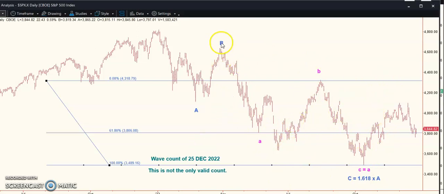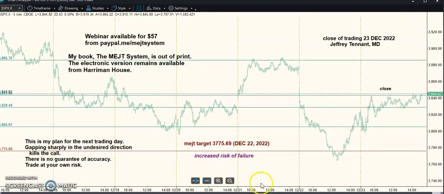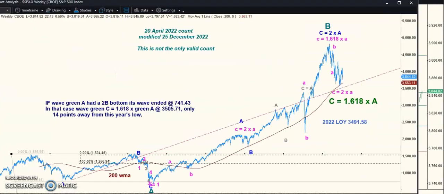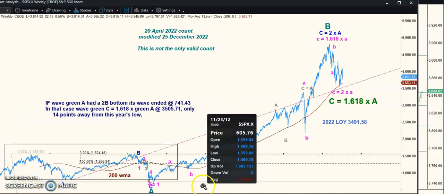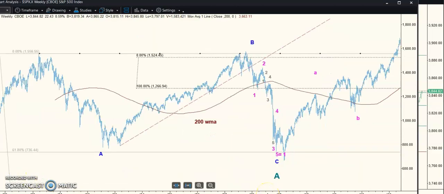Now, just because it's simple and easy, it doesn't make it right, but usually the less fudging you do and the simpler the count is, the more likely it is right. So let's see what happens if you change the origin of this green A. You can count green A ending here instead of here.